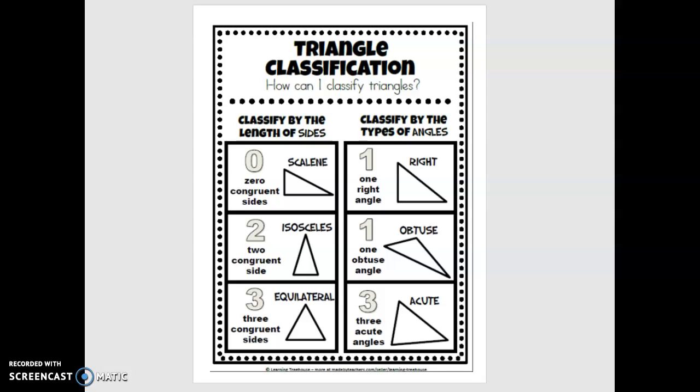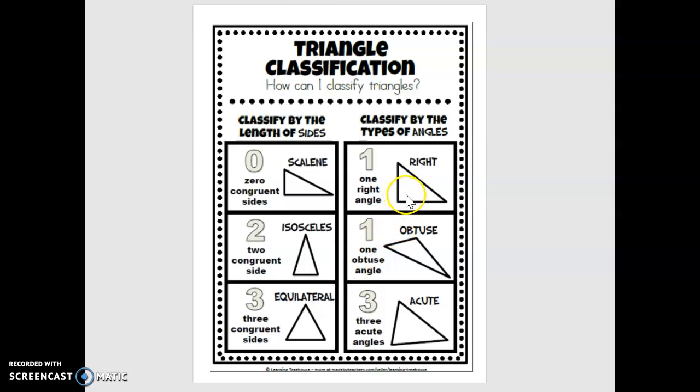First, we learned how to classify triangles based on their sides. If 0 sides are the same, then we have our scalene triangle. If at least 2 sides are the same, that's isosceles, and if all 3 are the same, well, that's called equilateral.